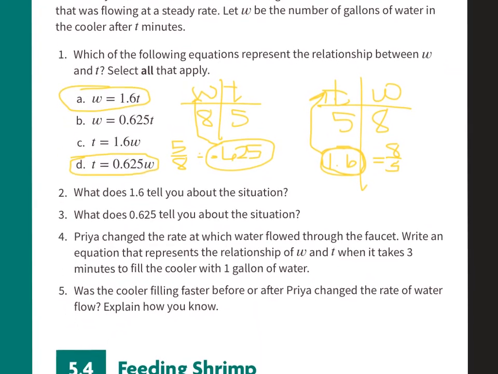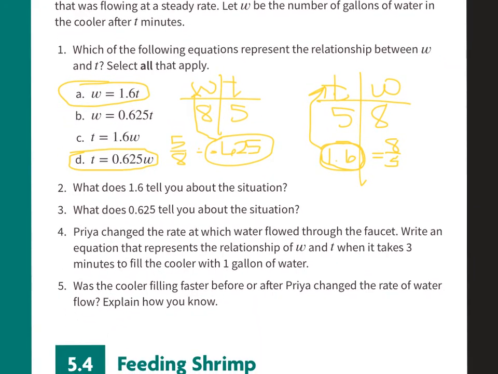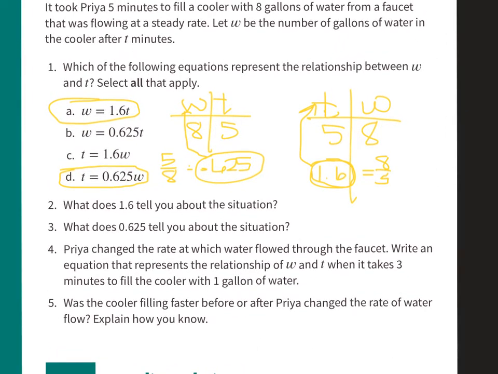Number 4, Priya changed the rate at which the water flowed through the faucet. Write an equation that represents the relationship between W and T when it takes 3 minutes to fill the cooler with 1 gallon of water. So I'm going to use time here. So 3 minutes for 1 gallon of water. So 1 divided by 3 is 1/3.